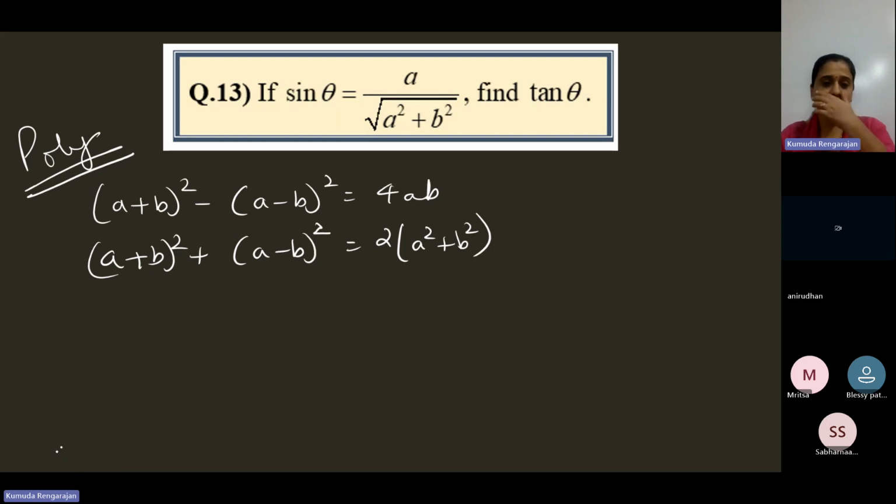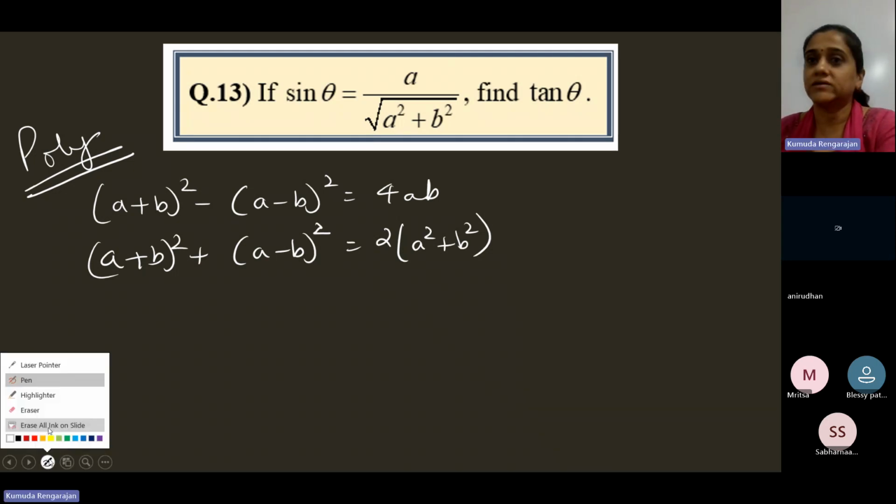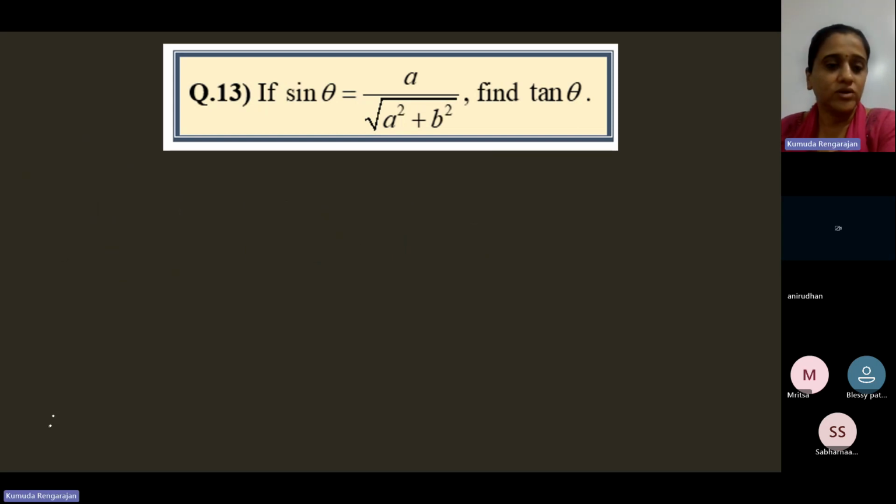A plus B the whole square minus A minus B the whole square is equal to 4AB. But same thing, if you add, you will get 2 of A square plus B square. If you want to know, you can derive it yourself.